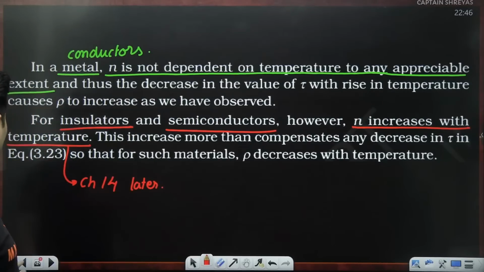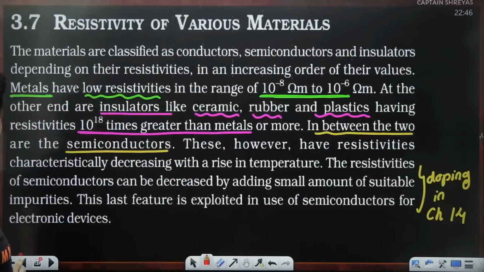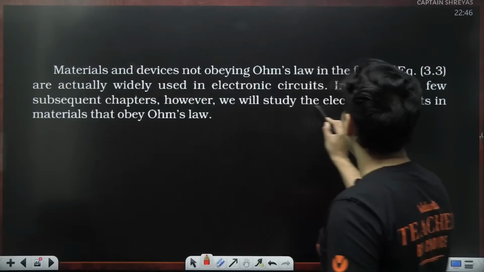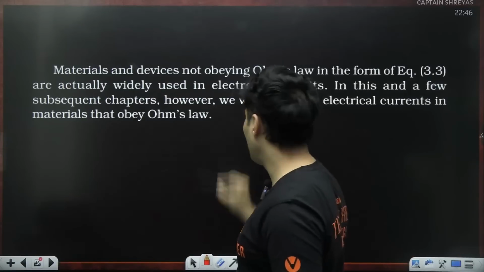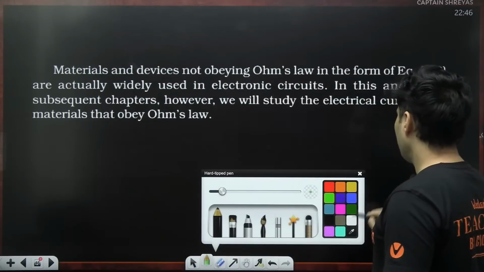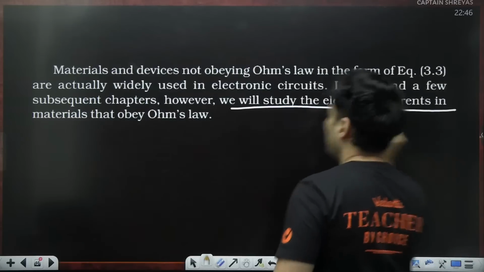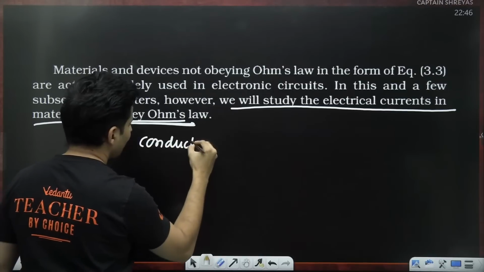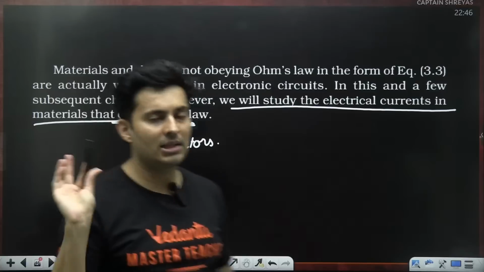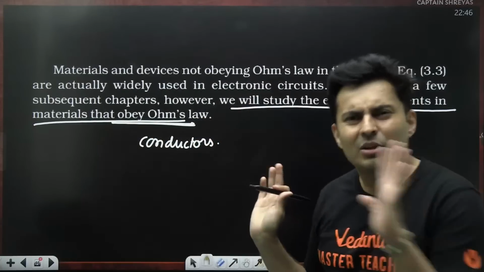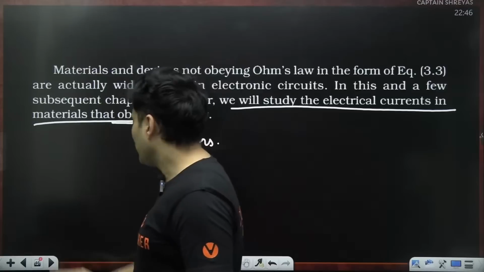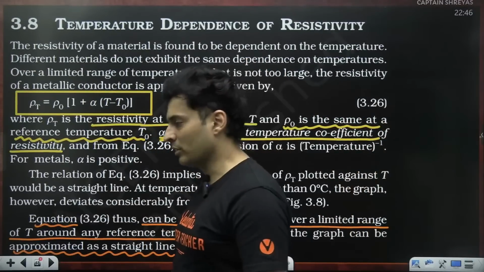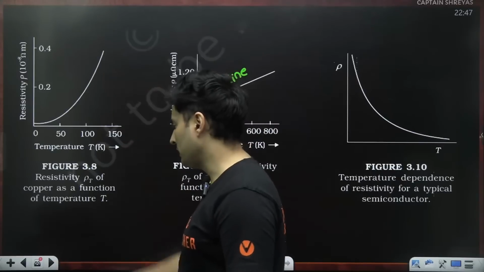Today only let's focus on conductors, and that is what they have also told somewhere over here. See, in most of these chapters, we will study currents in materials that obey Ohm's law. Very, very important, guys. We study currents in materials that obey Ohm's law, which means basically conductors. So except for that semiconductor chapter, everywhere else we study normal devices like conductors. So you increase the temperature, resistance increases, Ohm's law is obeyed, okay, everything is smooth. That is what they have told also clearly.